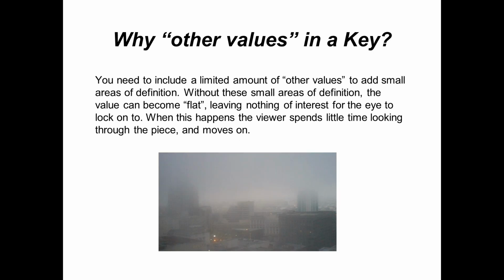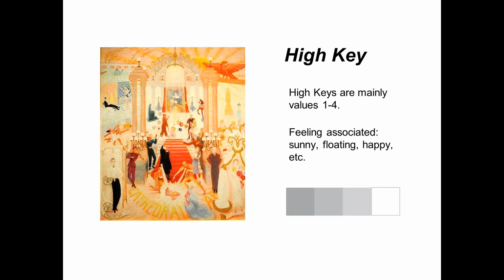So, why do you want some other values? Well, here's a good example of a piece that looks flat. You need to include some limited other values to create small areas of definition. Without these small areas of definition, the value becomes flat, leaving nothing of interest for the eye to lock onto. When this happens, the viewer spends little time looking through the piece and moves on. Essentially, in this piece, the only things that kind of stand out are the few lights that are showing right here in this fairly dark building. But there's really not enough going on for us to really become interested and want to spend some time on this image.